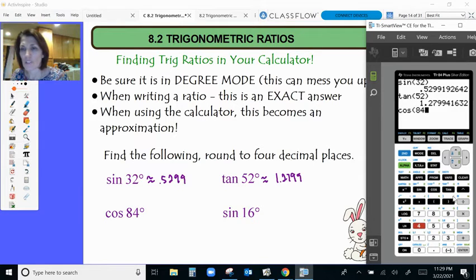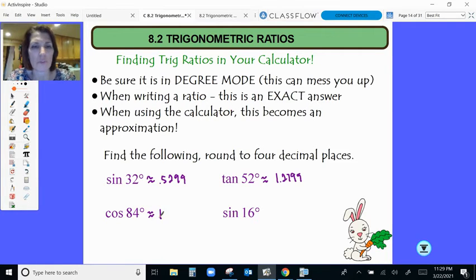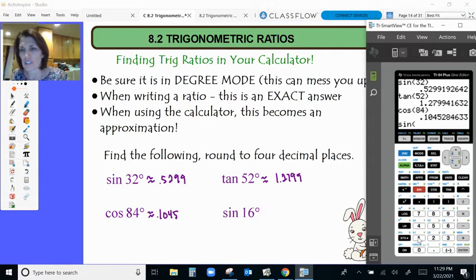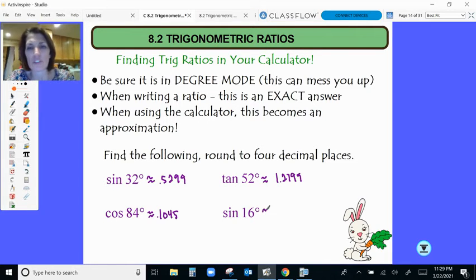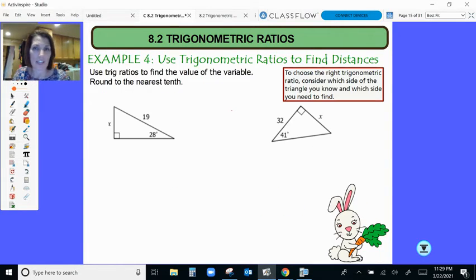Think about why those are never going to be over 1. Because I'm always dividing by my hypotenuse, which is longer than my other two sides, right? And so it's never going to be bigger than 1. So that's 0.1045. And let's try sine of 16. That is 0.2756. And that's how you find your trig ratios. So now let's put that to use.